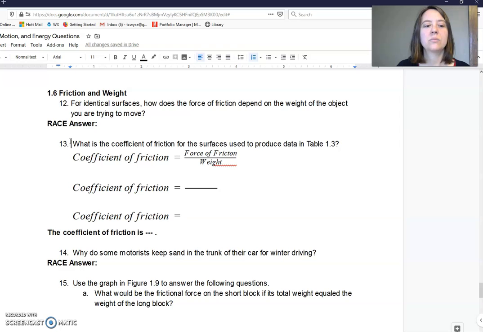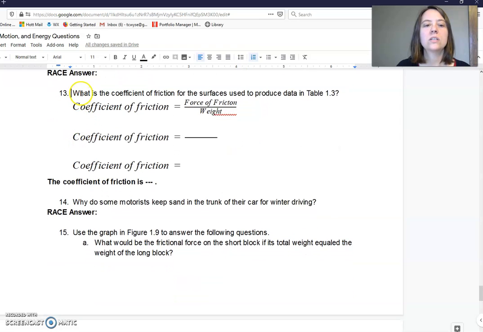Okay, then moving on to number 13. What is the coefficient of friction for the surfaces used to produce data in table 1.3? You know that the coefficient of friction equals the force of friction divided by weight. So we write our equation there, and then we sub in our numbers. Table 1.3 was used to make the graph, so let's look at that graph again.